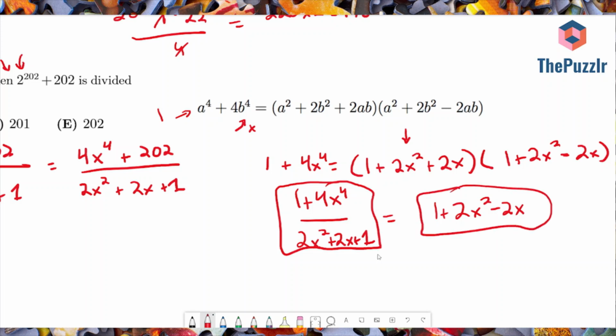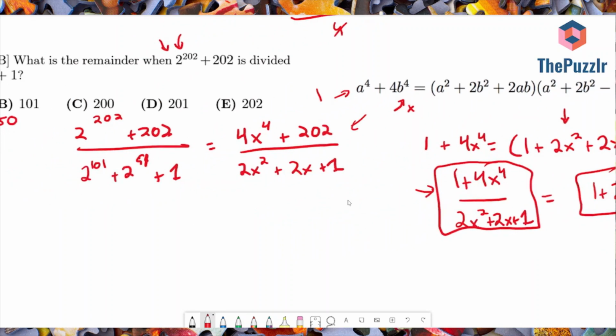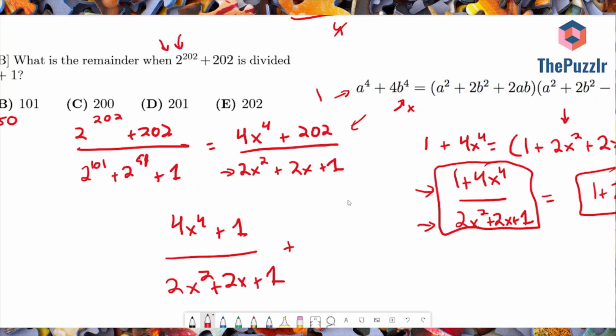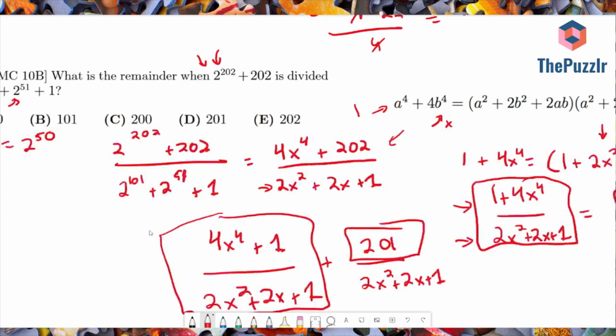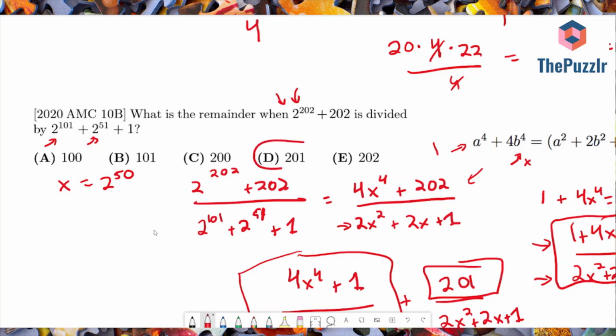If it's an integer, can we maybe rewrite this in such a way that we're using this identity? We actually can. We can write the top as 4x to the power 4 plus 1 over 2x squared plus 2x plus 1, because remember the denominators are the same here, plus the other 201 over 2x squared plus 2x plus 1. Now this right here we know is an integer. So we're just left with 201 as our remainder. Let's circle that and move to the next problem.